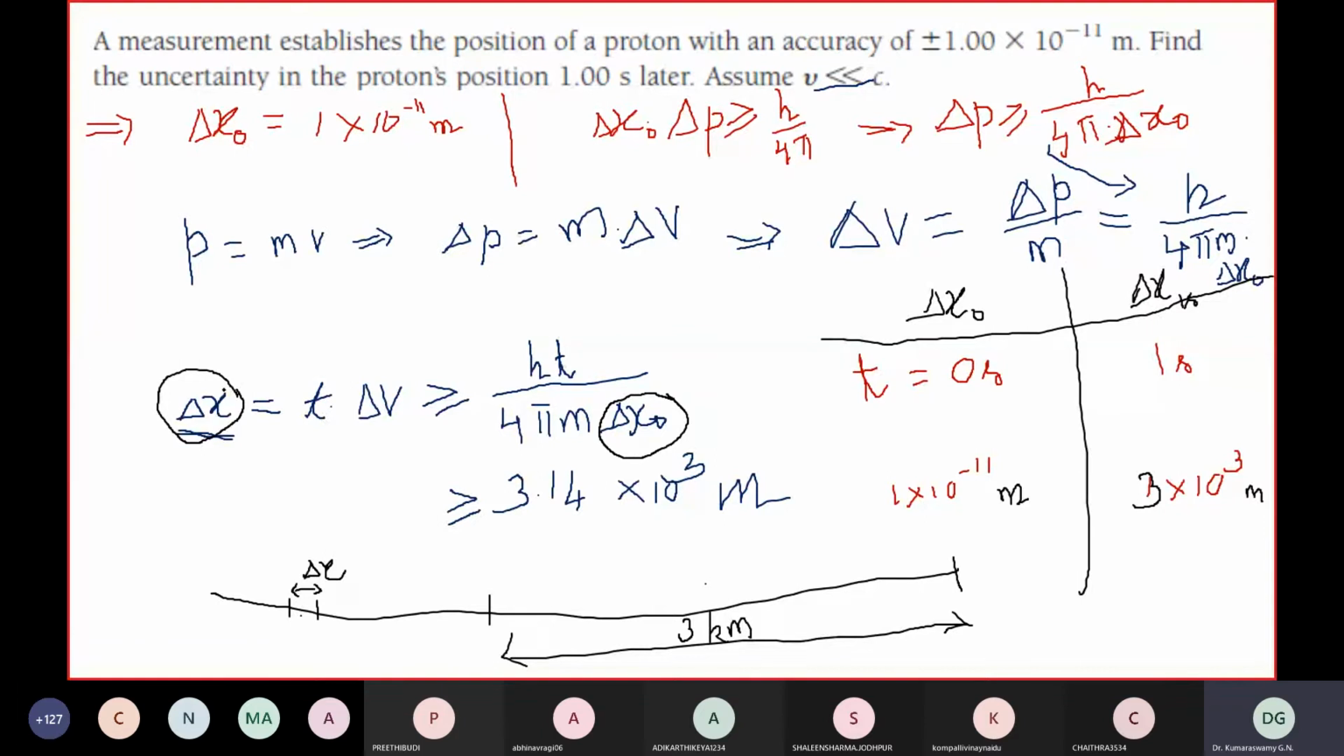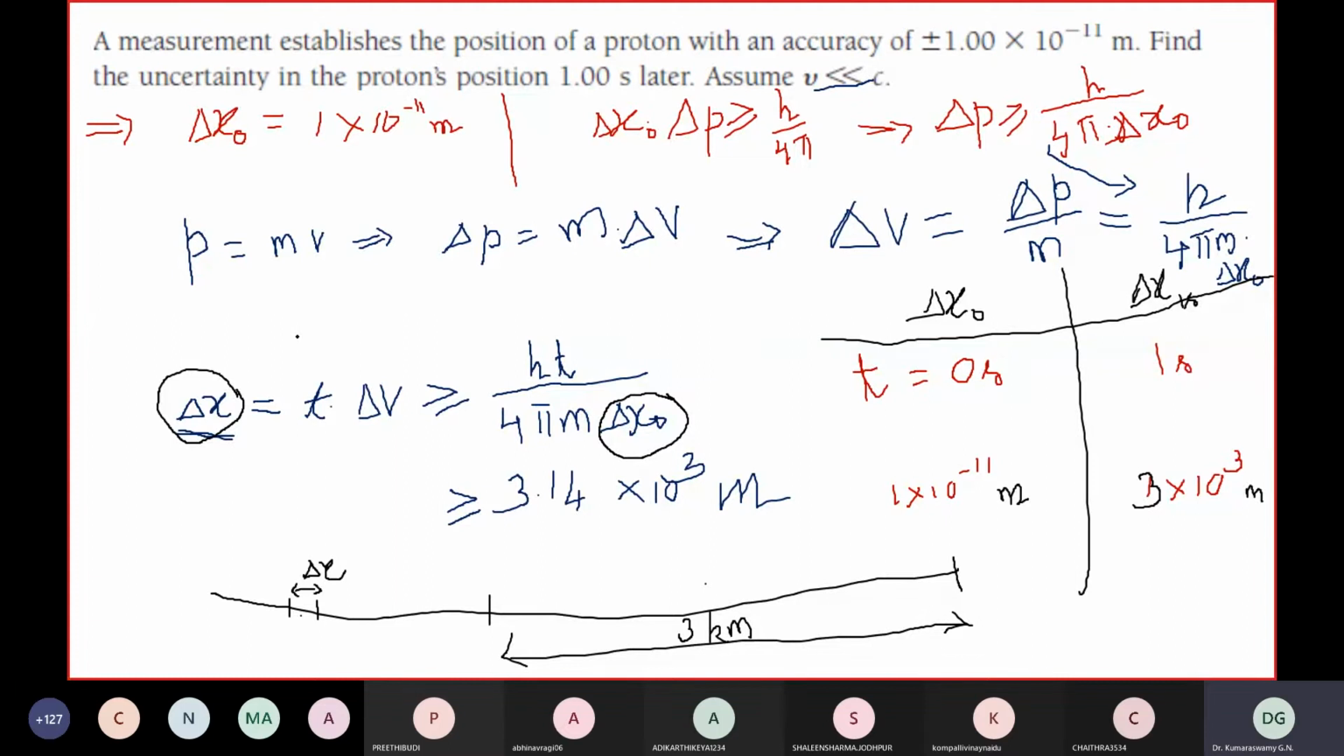If you try to increase the precision at the present moment, the next moment, that is the future, is going to be more and more uncertain. If the present is more uncertain, the future is going to be certain or less uncertain. So this is the meaning. See here, delta x and delta x naught are inversely related.